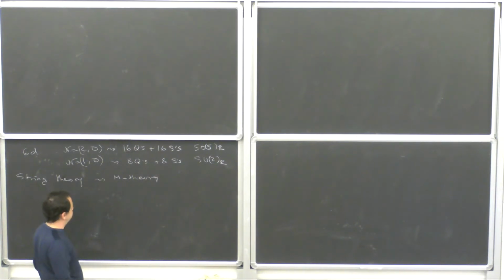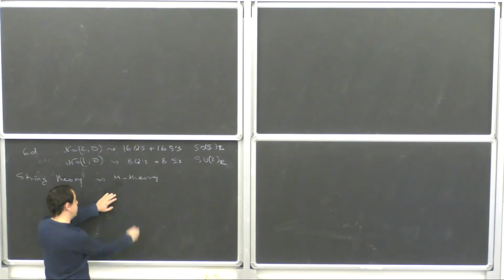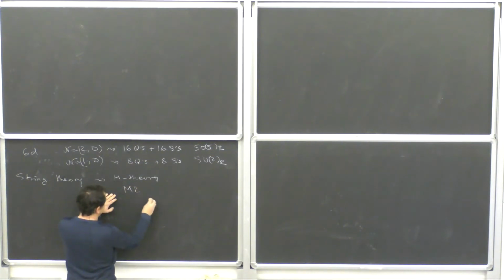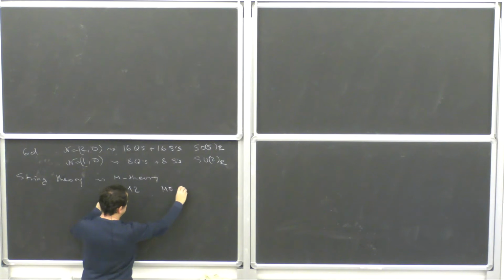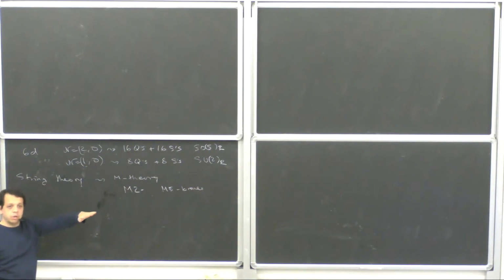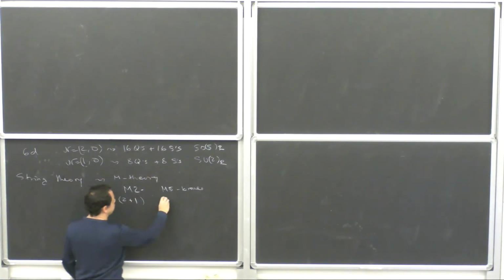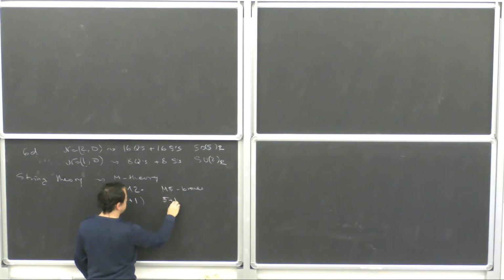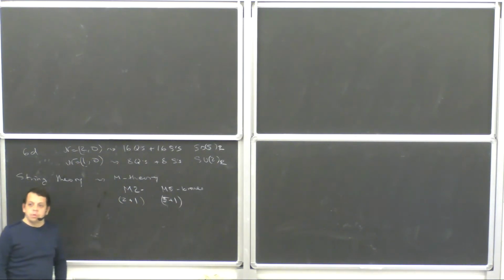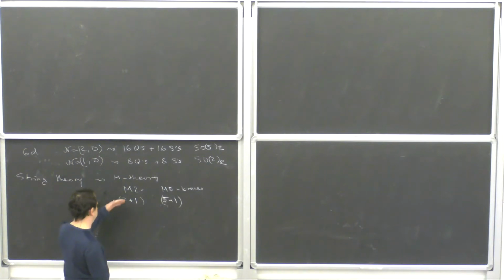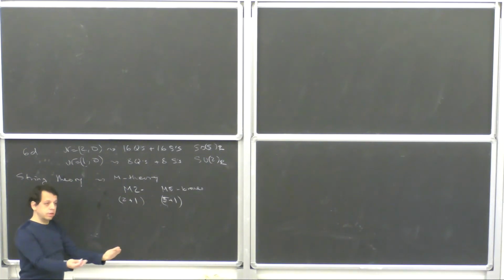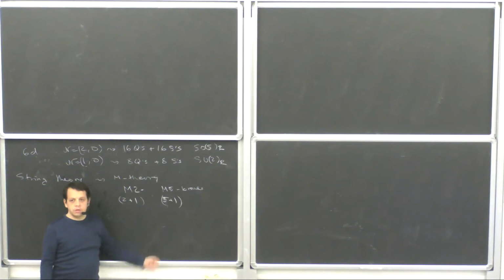And the fundamental degrees of freedom of M theory are M2 branes and M5 branes. So the 2 and the 5 indicate the number of spatial dimensions. So this is a 2 plus 1 dimensional object, and this is a 5 plus 1 dimensional object. Okay? And so you can ask what happens at low energies, what is the dynamics of these objects at low energies?